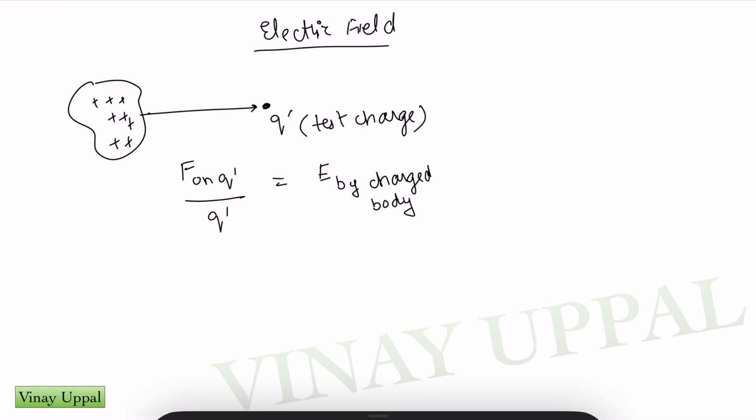And the reason we define this electric field is because it makes force calculations very convenient. So for example, if in front of this body I were to place, instead of q dash, some other charge, I don't want to again calculate the force by integration on the new charge. Instead, if I calculate the electric field produced by this charged body, then I can immediately say that the force on q dash is nothing but q dash times the electric field produced by the charged body.